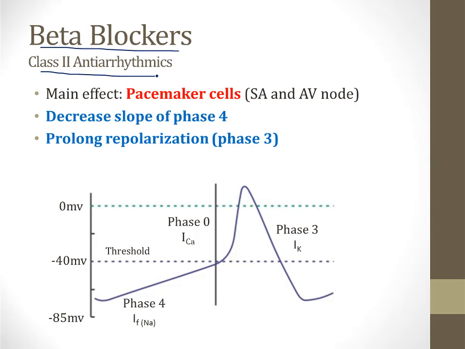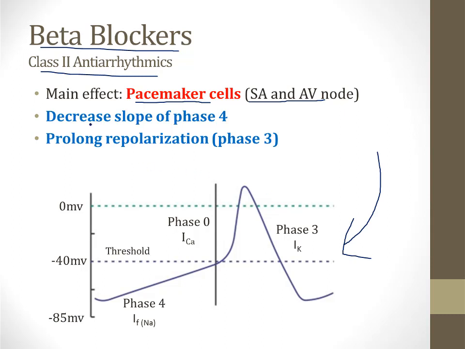You may be familiar with the use of beta blockers to treat hypertension, but they can also be used when hypertension is not a problem solely for their antiarrhythmic properties. The main effect of beta blockers is on the pacemaker cells in the SA and AV node. This is a drawing of the action potential of a pacemaker cell. I discussed this in detail in the video on cardiac action potentials.